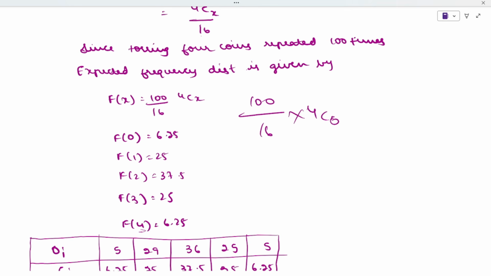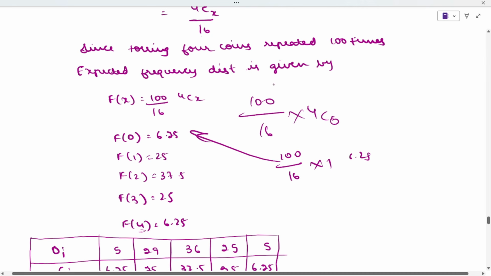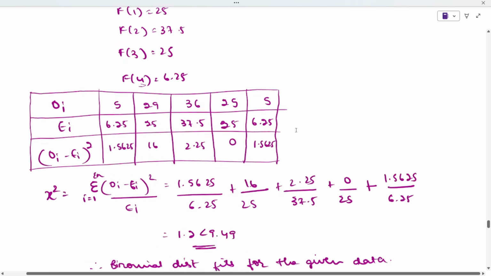That is 0. Now if you do the value of 4c0, you will get it as what? 100 divided by 16 into 1. If you do 100 divided by 16, you can also do it in the calci with me, you will get it as 6.25. The value of this is here, right, written. Again, the same you need to do as combinations, permutations you can do in calculator. No need to worry about finding the values.